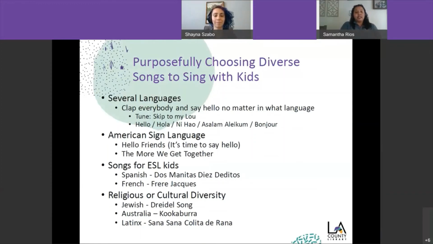The first one is a song from the Jewish religion, which is the dreidel song. Followed after that is the song the Kookaburra, which is kind of like a comfort song from Australia. And our last one listed, within the Latinx community, is the Sana Sana Colita de Rana, which is an expression used as a consolation when a child has fallen or gotten hurt, as a way to make them feel better about their boo-boo.